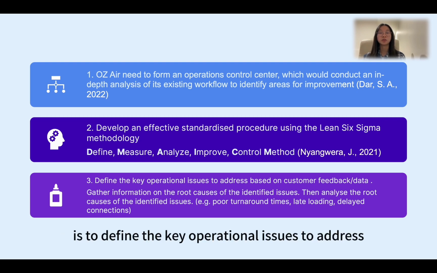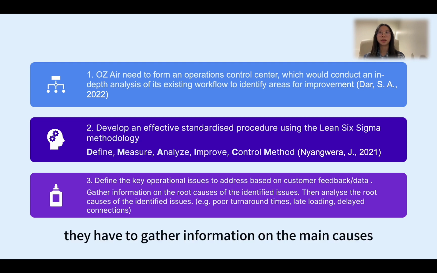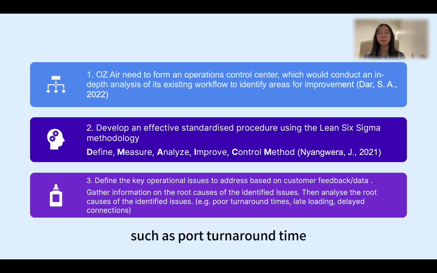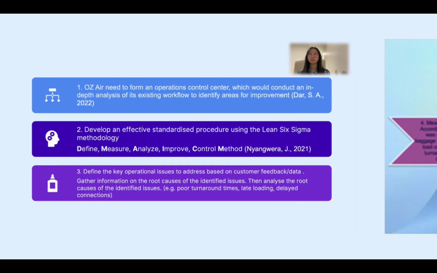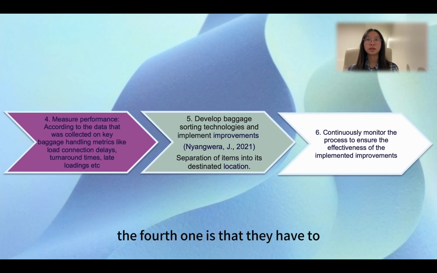The third one is to define the key operational issues to address based on customer feedback and the data they've collected. They have to gather information on the main causes, such as poor turnaround time, late loading, and delayed load connections. The fourth one is to measure performance based on the data collected on key baggage handling metrics.